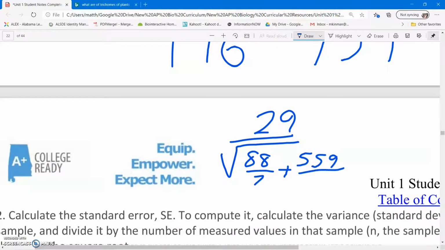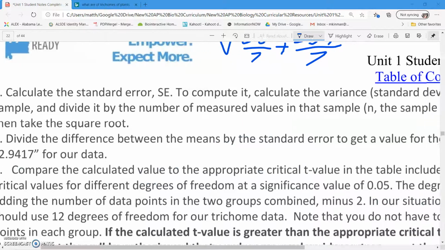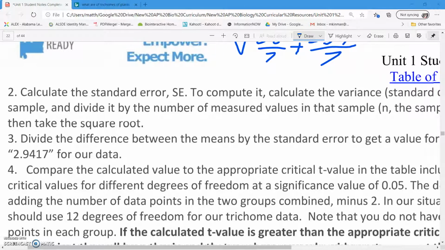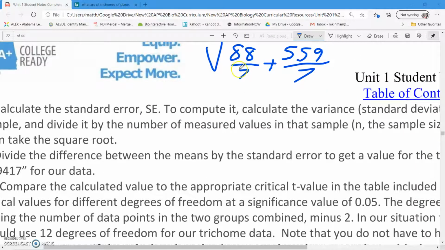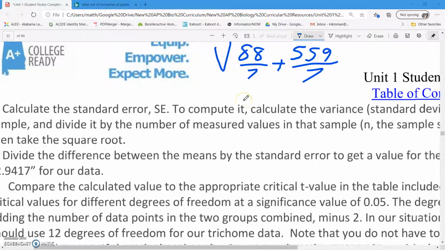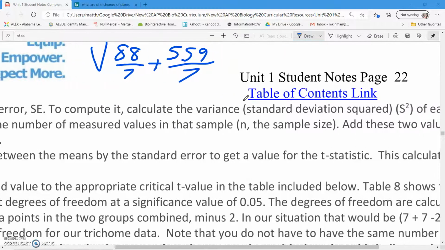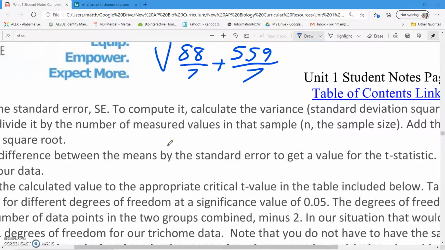159 divided by 7. Okay, and then it said to divide it by the number of measured values in that sample. So 88 divided by 7, and then 559 divided by 7. And then add these two values together and find the square root.